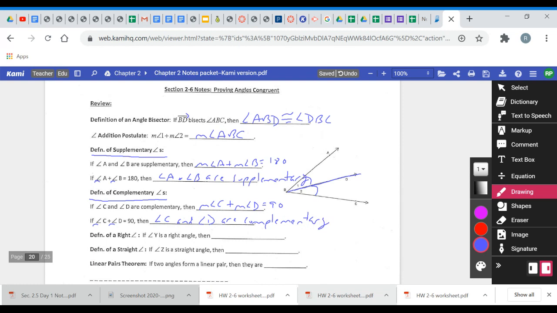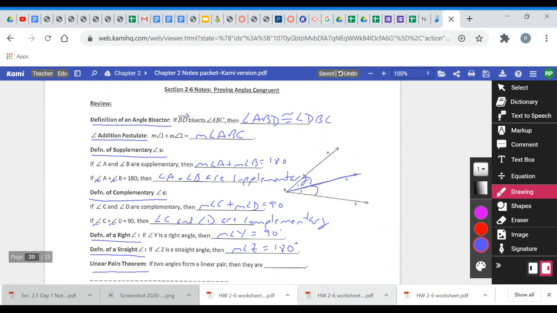Okay, now a few other definitions here. We now have this up here. We already had definition of angle bisector, angle addition postulate. Now we're down to definition of right angle. So if angle Y is a right angle, then what I definitely know from that is that measure of angle Y is equal to 90 degrees. So I might need to use that in a proof. Definition of straight angle is if angle Z is a straight angle, then I know for sure that measure of angle Z must be equal to 180 degrees.